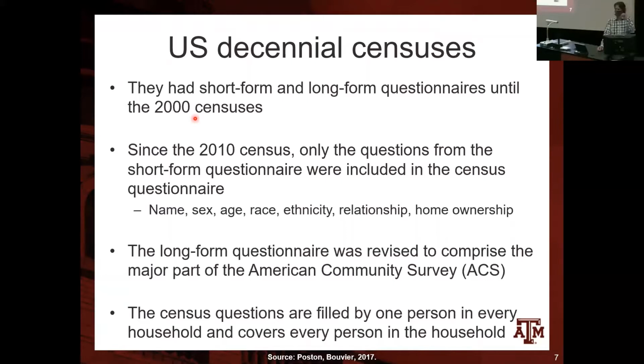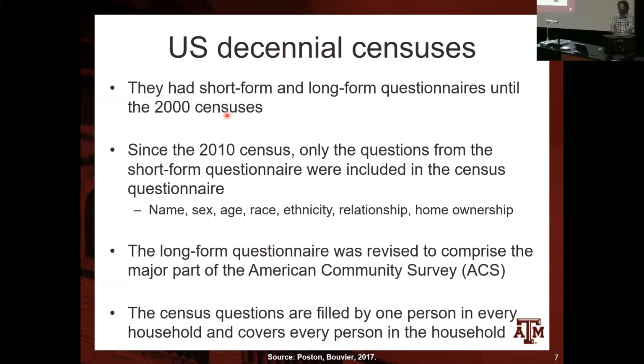So although it's called the long form questionnaire of the census, that's actually not a census. It's not a full count of people. It was a sample of those people, not everybody, just a sample of people. But a sample of the people that would be representative to the whole population, right?